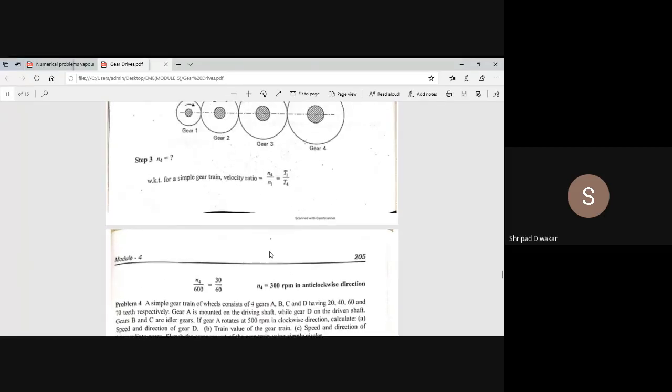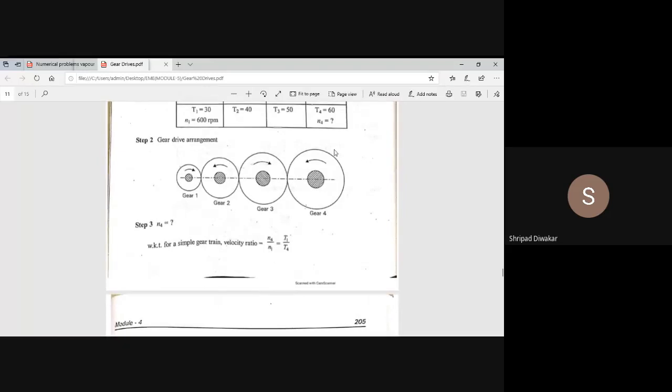So N4 by the speed of the first gear, which is 600. T1, the number of teeth on the first gear, is 30, and the number of teeth on the last gear is 60. After simplification, we get the speed of the last gear as 300 RPM, and the direction is anti-clockwise.